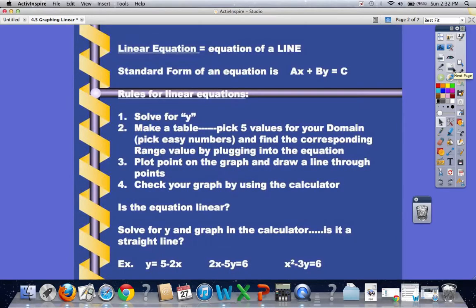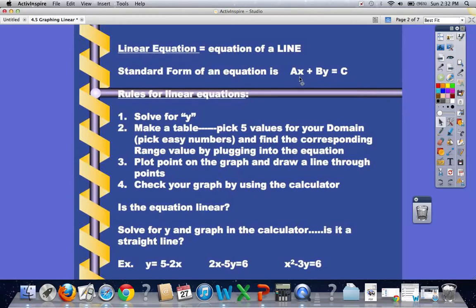All right, so the first thing, you need to know what a linear equation is. Now notice how the word linear has L-I-N-E, line in it. That means it is an equation of a line. Linear means line. Standard form of an equation is this form right here, ax plus by equals c. Now this is important. You'll use this down the road in several things we're going to be doing. But you need to remember, standard form is ax plus by equals c.